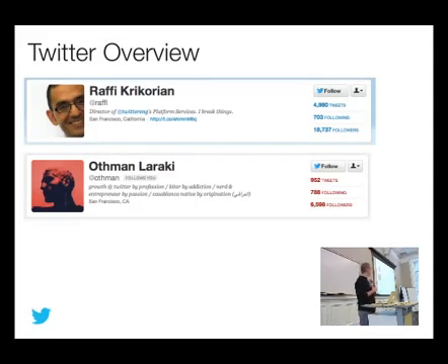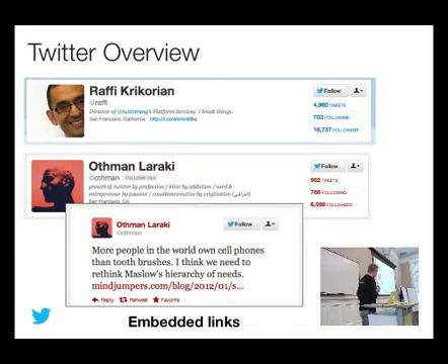So these are screen caps from our web app. It looks a bit different on the mobile apps, but they show you how many tweets these guys have, how many followers, how many people they follow. So here's a tweet from Othman. More people in the world own cell phones than toothbrushes. I think we need to rethink Maslow's hierarchy of needs. Like first shelter and food, and then I think on the top is sexual or something.